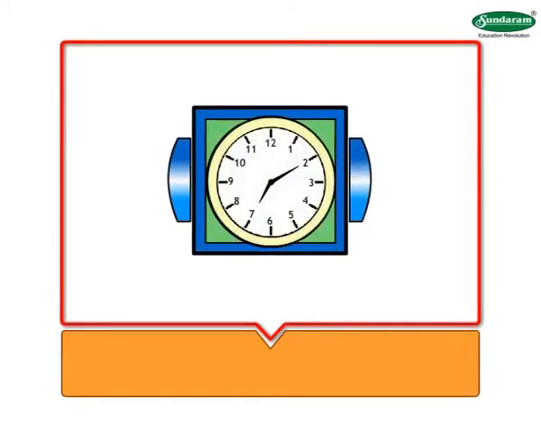Now, let us learn how to read time in a clock. In the clock, we can see that the small hand or hour hand has moved a little past 7. The long hand or minute hand is on 2. We calculate the minutes which have passed as 5 into the number on which the minute hand reaches. Here it is 5 into 2 is equal to 10 minutes.